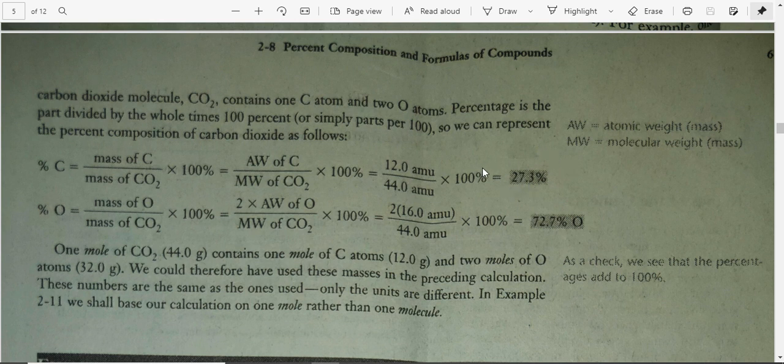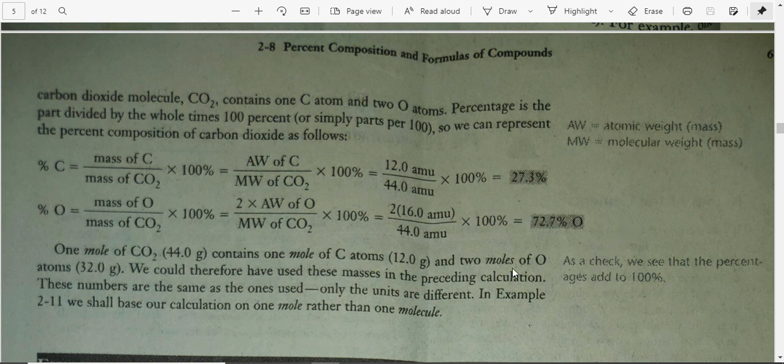Next is the percent of your oxygen. Oxygen is only one, but in your compound, you have 2. Therefore, if you're getting the mass of your oxygen, you multiply by the number of oxygen atoms in your compound. Therefore, you have 16 times 2, which is 32, divided by 44, then times 100, and you will get the percentage of your oxygen, which is 72.7%. So when solving, multiply first, then divide by 44, then times 100. That is how you get your percentage.